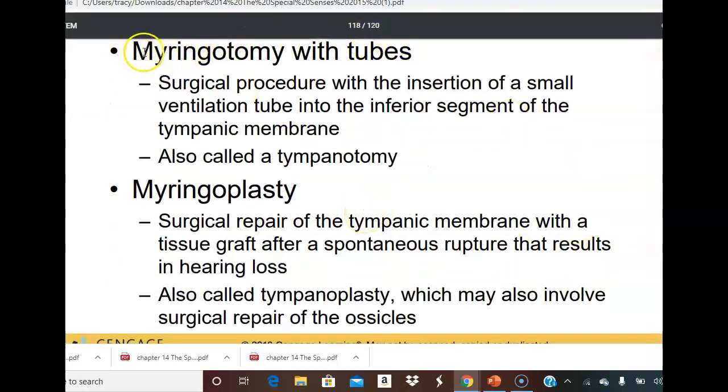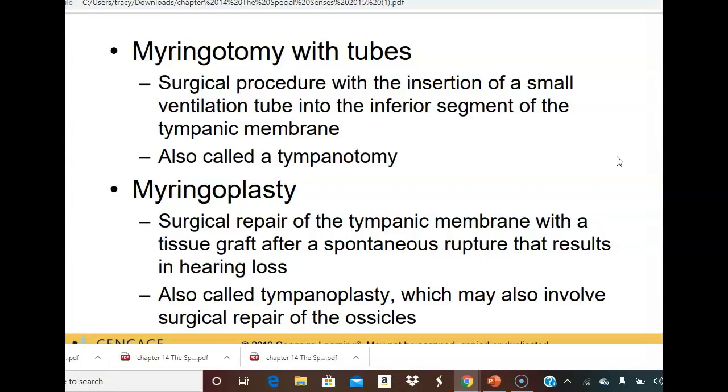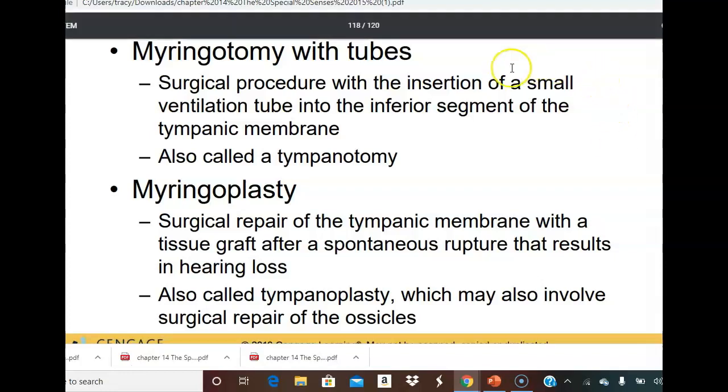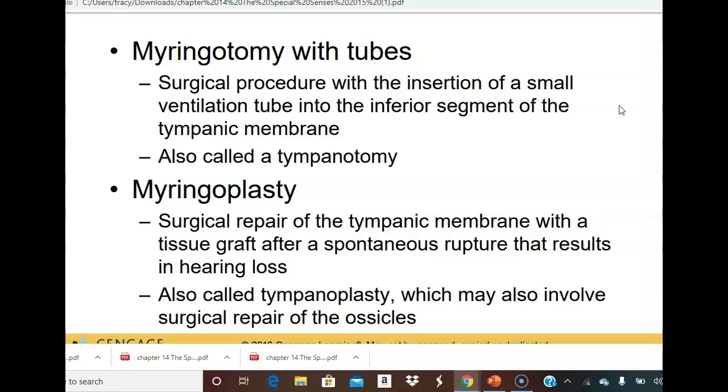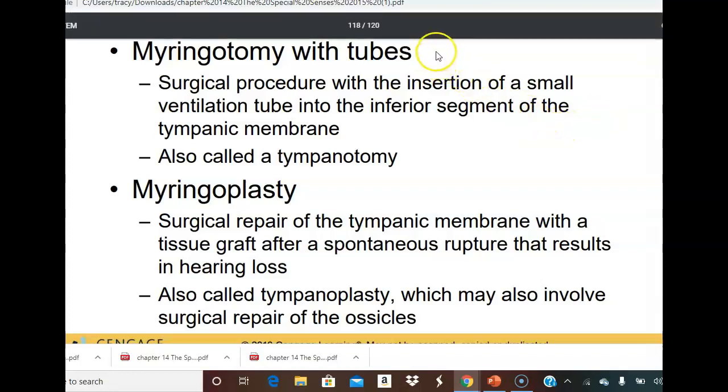A myringotomy and a myringoplasty. Now, myringo is another word for tympano. So myringo refers to the eardrum. So those two are synonymous, okay? This is a surgical procedure where you put a small tube into the eardrum so that it prevents the need to treat ear infections with antibiotics all the time. If that infection starts, it gives it an outlet so that it doesn't build up behind the eardrum and cause scarring of the stapes and of the ossicles.